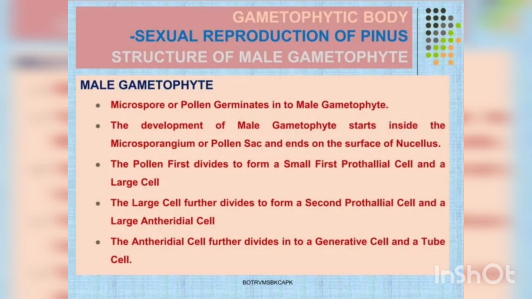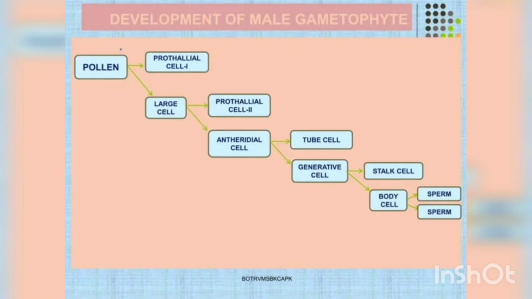So the male gametophyte, as we know, is called the microspore or the pollen. It germinates into the male gametophyte. The development of the male gametophyte starts inside the microsporangia or the pollen sac and ends on the surface of the nucellus. The pollen first divides to form a small prothallial cell. This division is actually not needed for you to study. Just understand that the pollen grain divides into a prothallial cell and a large cell, and then further divisions occur.